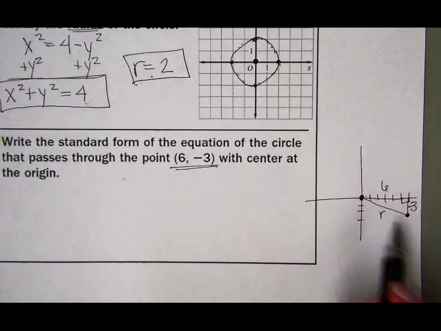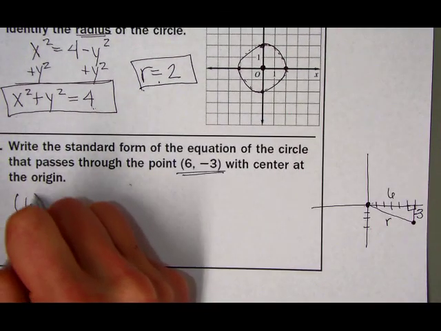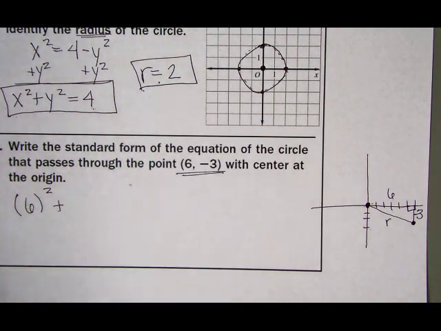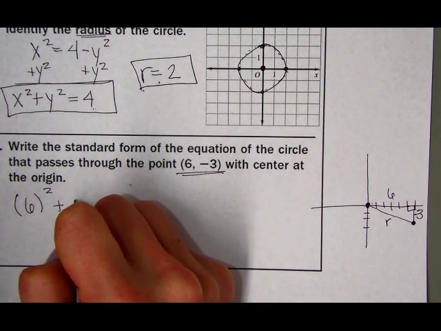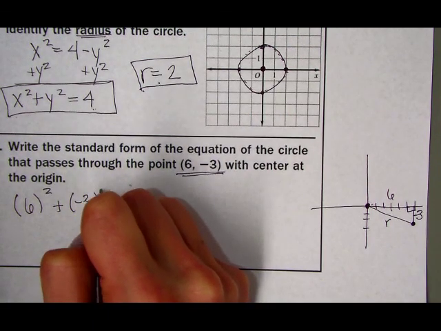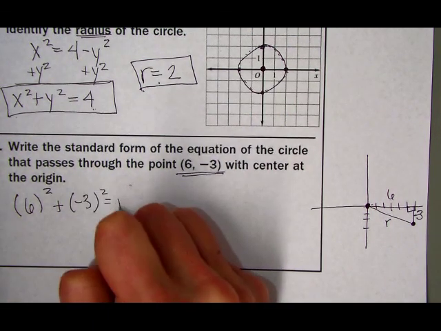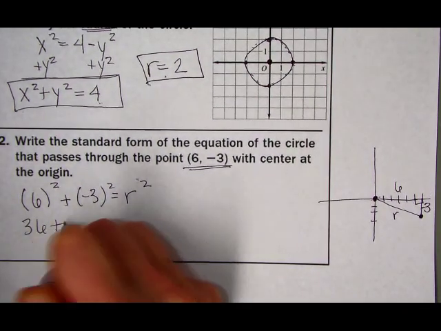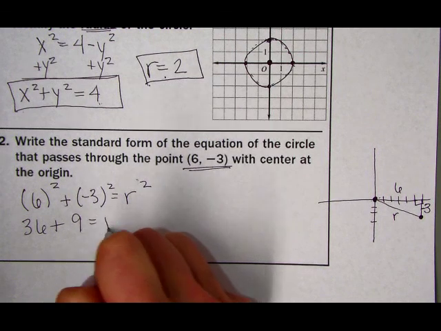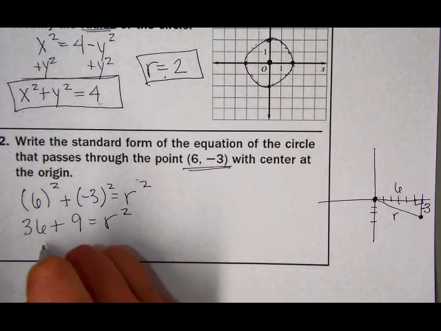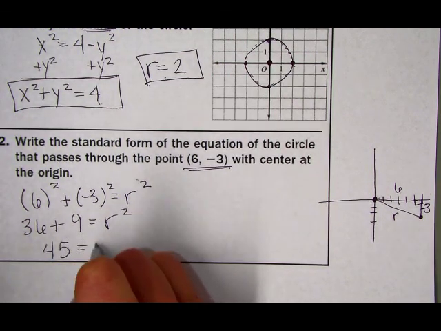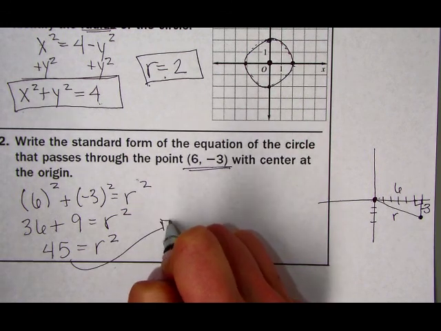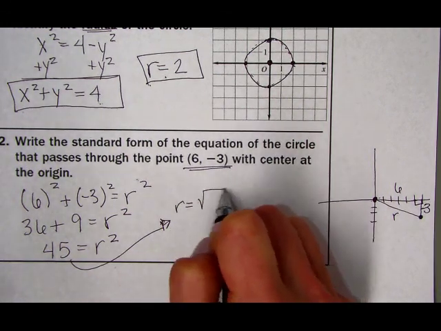So to find my radius, I can take 6 squared, my a squared, plus my b squared, which is negative 3 squared, is equal to your hypotenuse squared. 6 squared is 36, plus negative 3 squared is 9, is equal to r squared. If I add these 2 together, I get 45 is equal to r squared. So I know my radius is equal to the square root of 45.